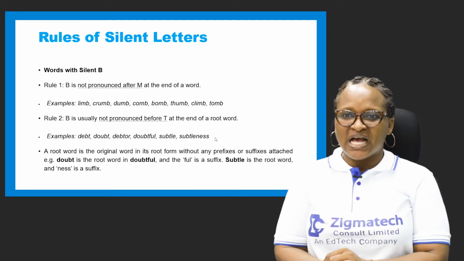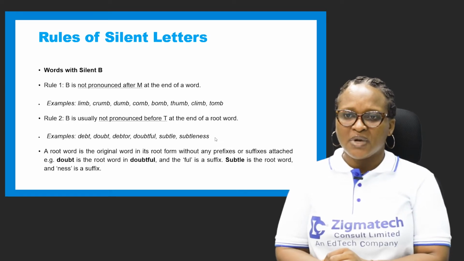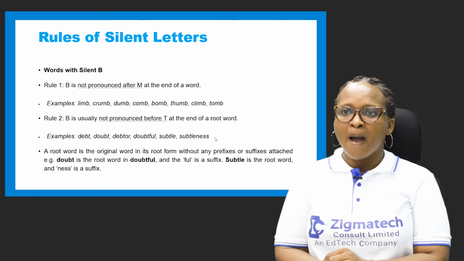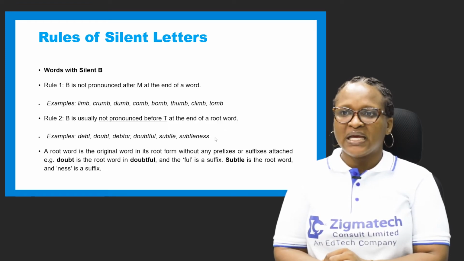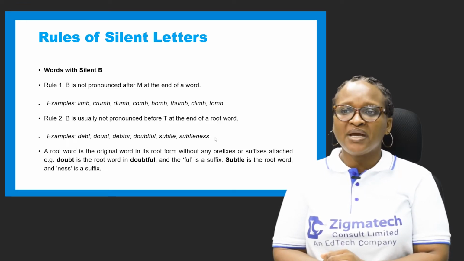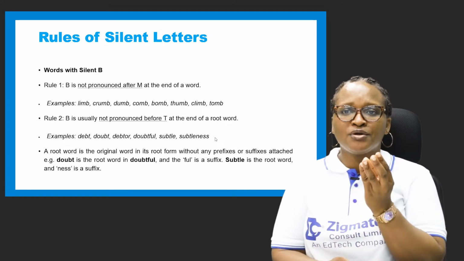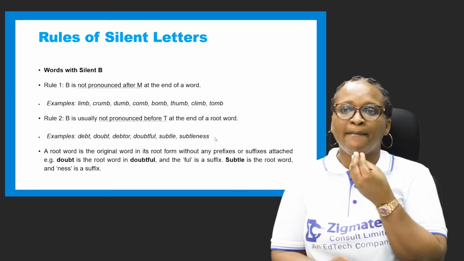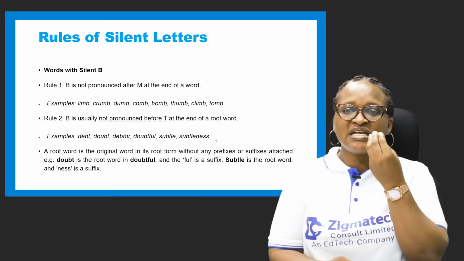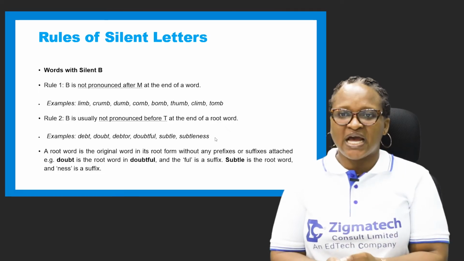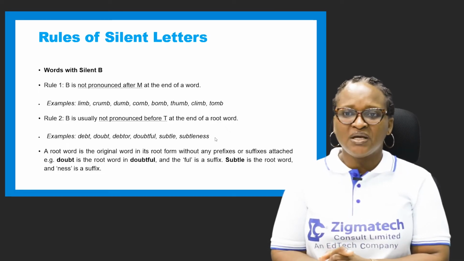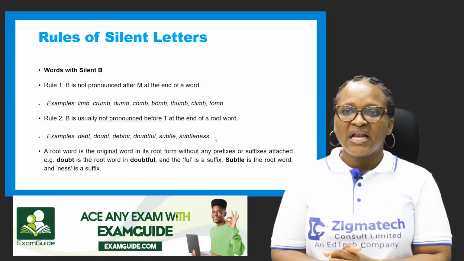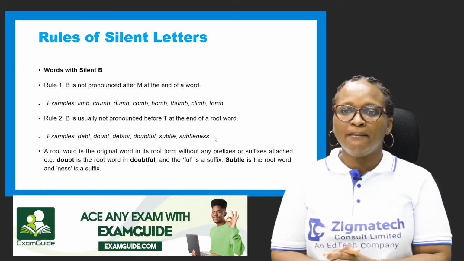So we have examples such as limb, crumb, dumb, comb, bum, thumb, climb, tomb. I am climbing the stairs. Make sure that at the point you're pronouncing these words, your upper and lower lip do not come together, because that's a B. But M is a nasal sound, and as such it comes from the inside. So if I'm pronouncing L-I-M-B, it should be limb, not limb with a B sound.